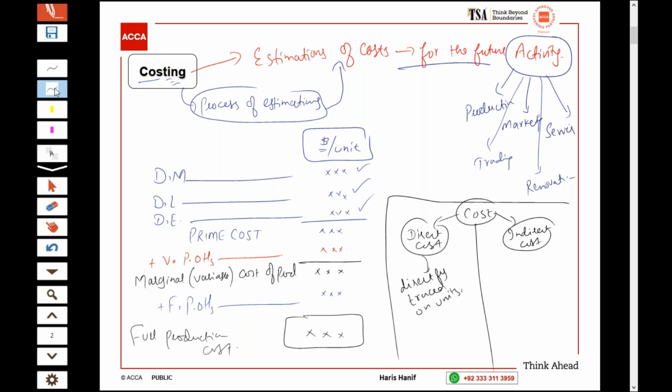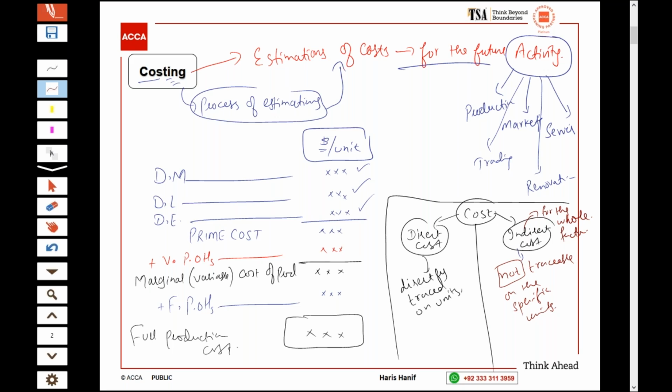And what are indirect costs? For example, you are producing a pen and there is a rent of your factory. The rent is not being applied on that specific unit. The rent is for the whole factory. Any cost which is for the whole factory. Indirect cost is something which benefits the whole factory and is not traceable on the specific units. These are for the whole factory. For example, the electricity.